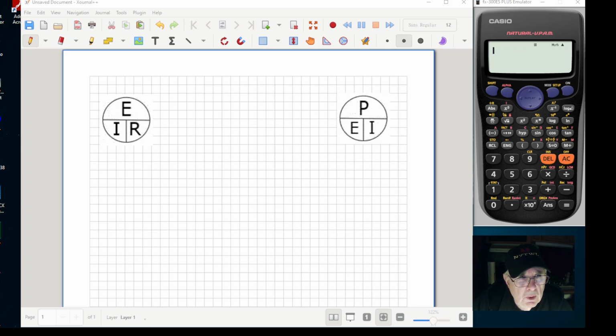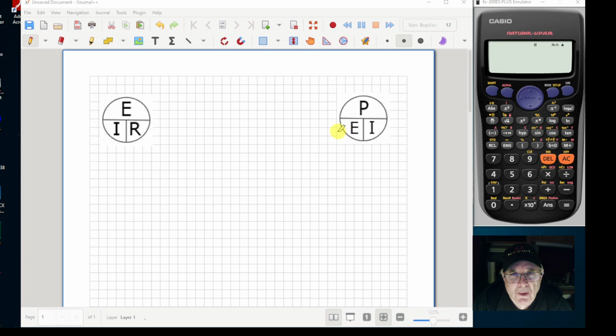I put up these two little wheels for calculating. You cover up the one that you want, like if you want to know what E is, I times R. If they're next to each other, they multiply. If one is over the other, they divide. Okay. But you got to remember which goes where.